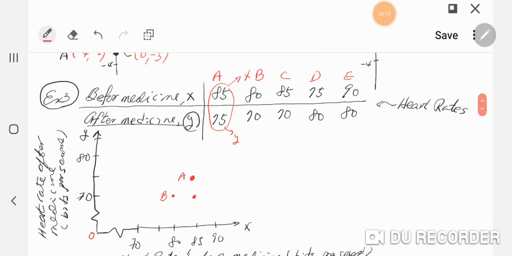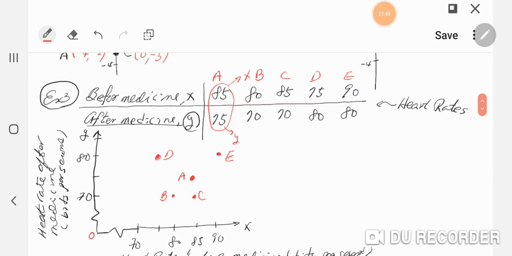So this is C. And then D is 75 and 80. So 75 is the X value over here, and the Y value is 80, so move all the way up here. Okay, the last one is 90 and 80. So the X value is 90, come over here, and then 80 is move up all the way here. Okay, so we can plot the data like this.